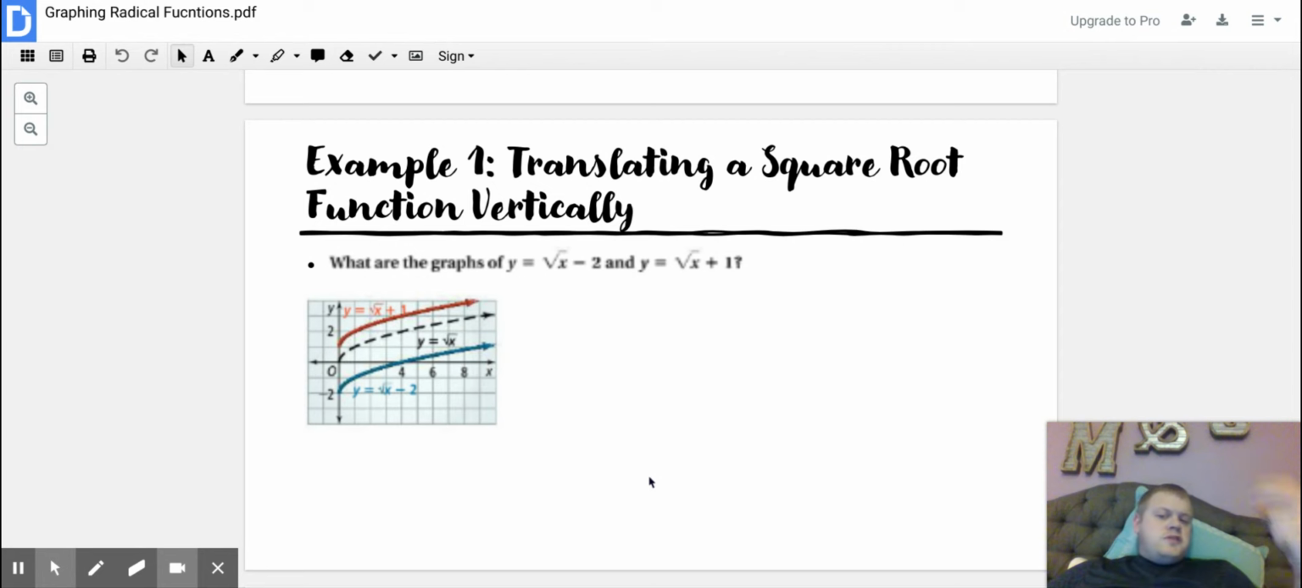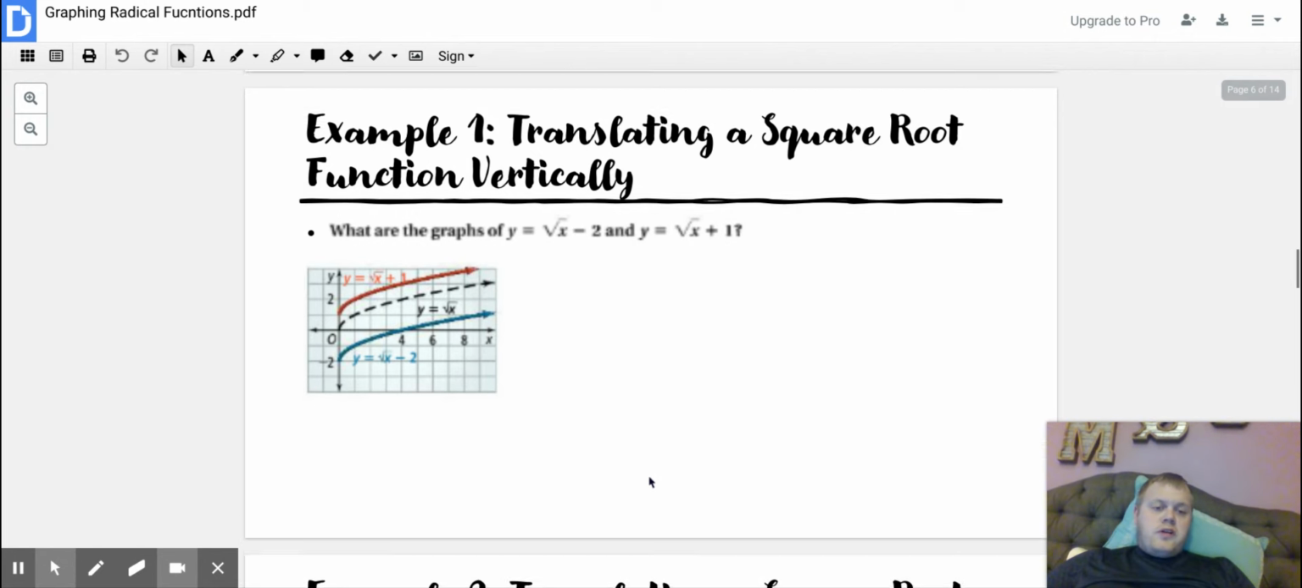When we saw the minus 2, we saw that it is the same graph. It just moved down 2. And the plus 1 moved it up 1, but it was the same exact graph. So again, if we see a number on the outside of our square root, plus 1, minus 2, whatever number it may be, just know those are moving vertically. Plus moves up, minus moves down. Okay, so again, that's how we will move vertically.